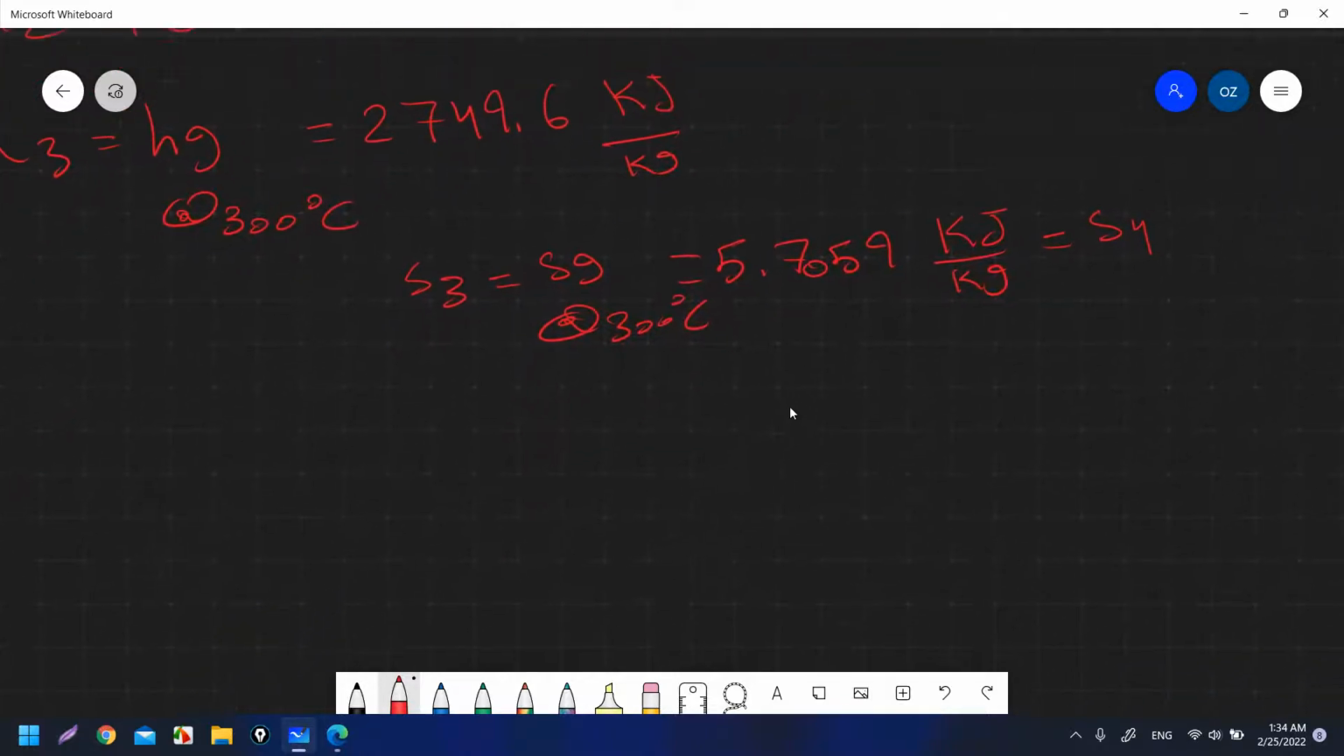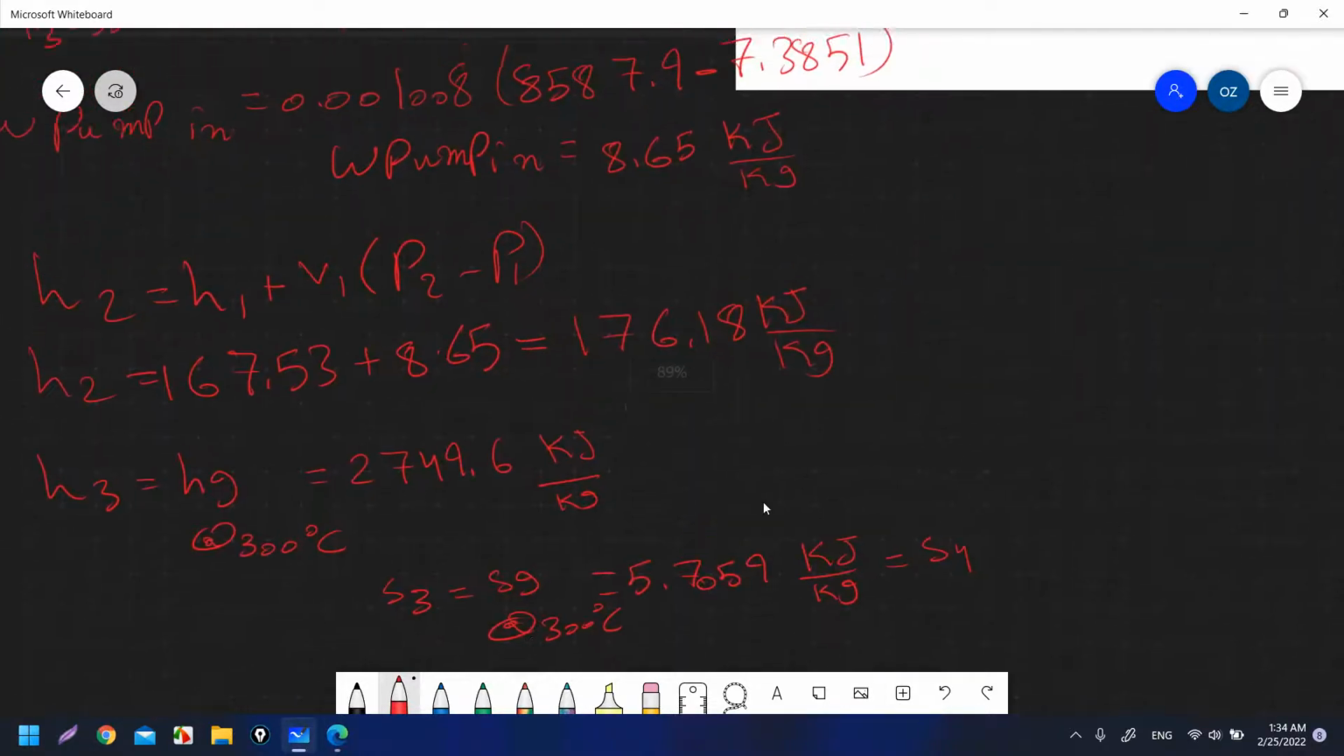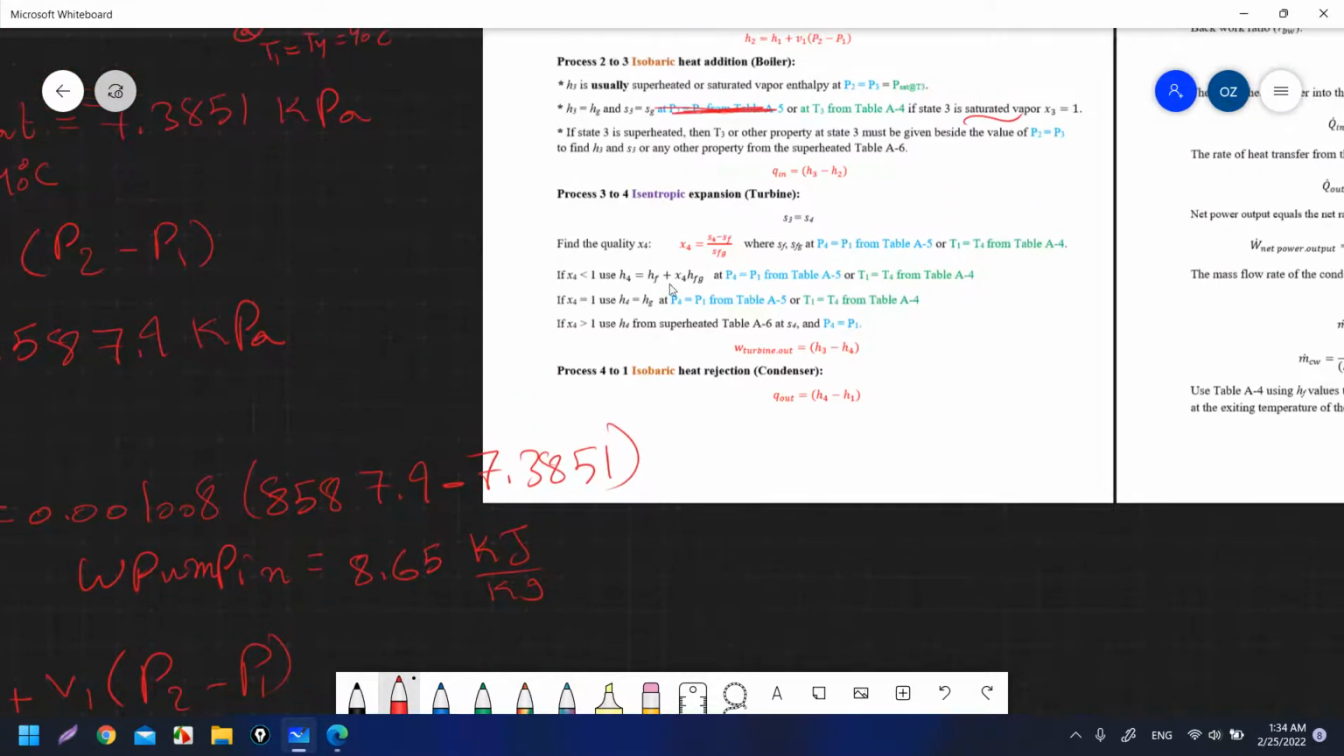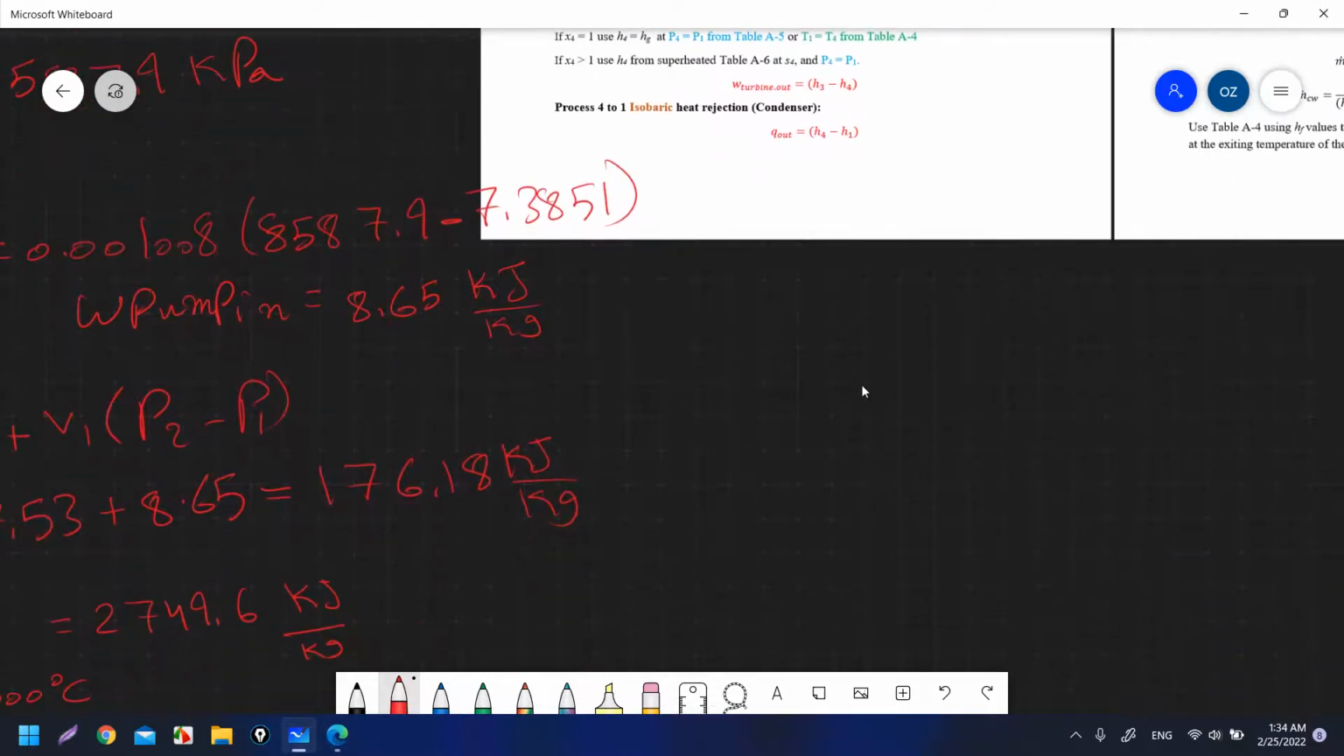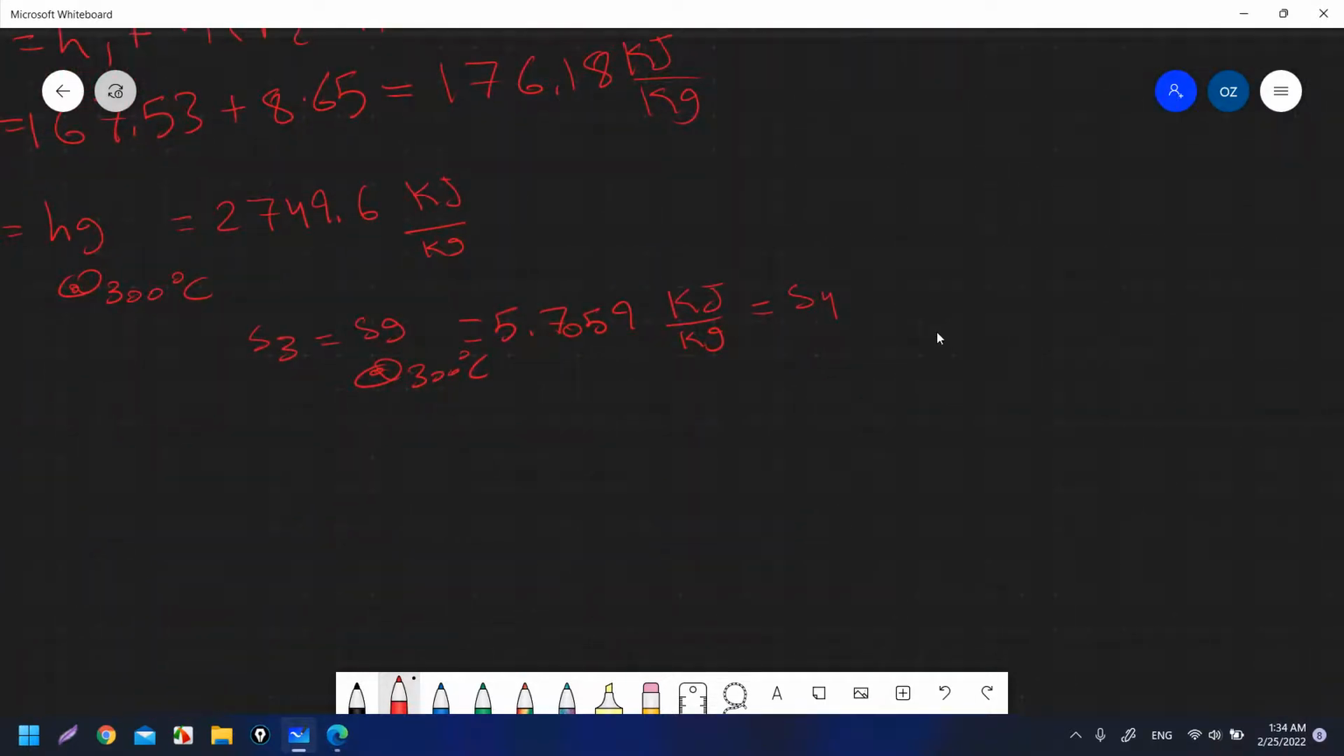And now I can find what? I can find the quality, right? Because I want the quality to know how I can find H4. Is it from this equation, or is it equal to 1? That will not happen, or maybe 100%, if it is a superheated state at state 4. Okay, so X4 is equal to S4 minus SF over SFG, which is SG minus SF, at state 4, so at T4.